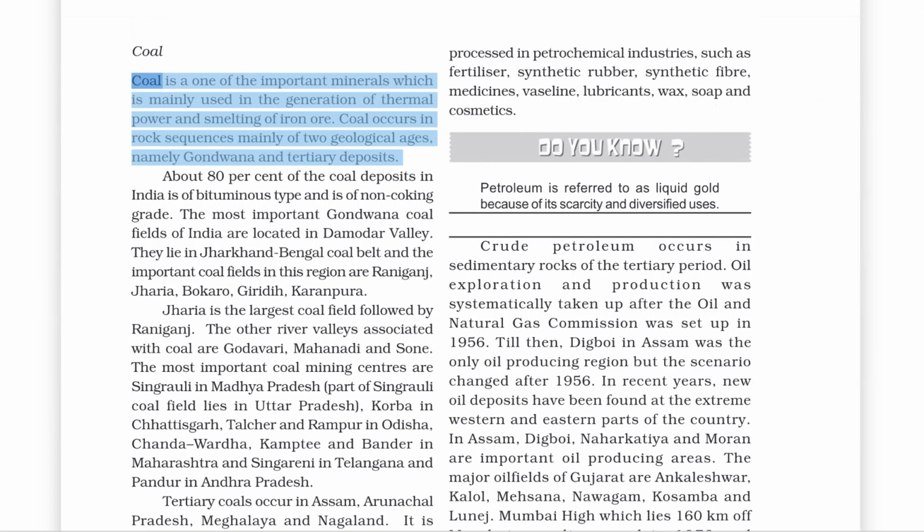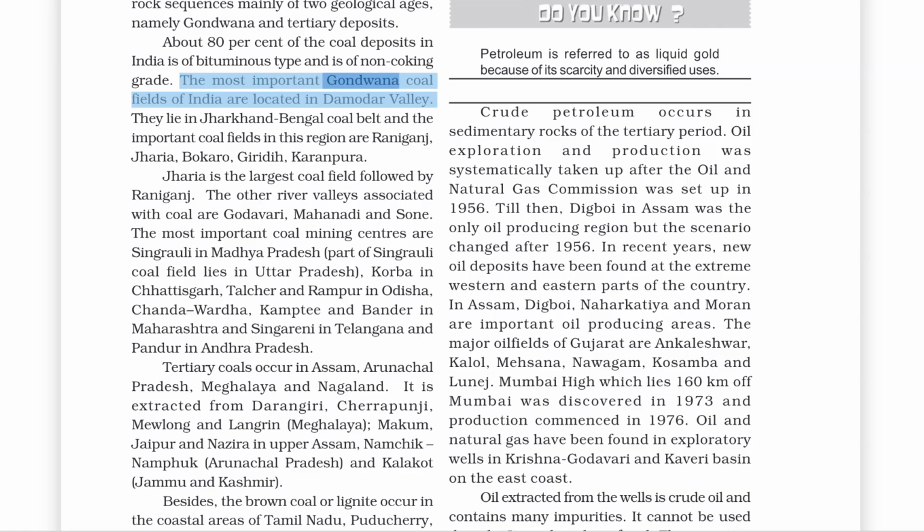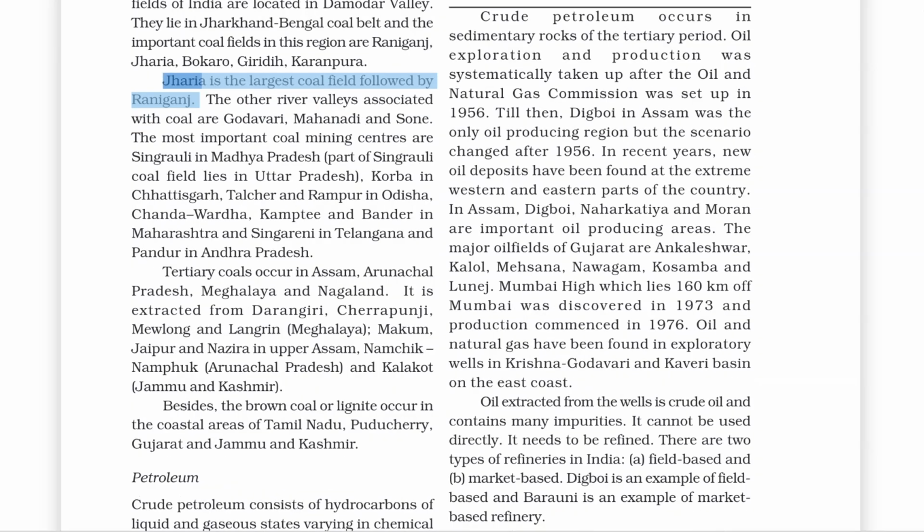Coal. Coal is one of the important minerals which is mainly used in the generation of thermal power and smelting of iron ore. Coal occurs in rock sequences mainly of two geological ages, namely Gondwana and Tertiary deposits. About 80% of the coal deposits in India is of bituminous type and is of non-coking grade. The most important Gondwana coal fields of India are located in Damodar Valley. They lie in Jharkhand-Bengal coal belt, and the important coal fields in this region are Raniganj, Jharia, Bokaro, Giridih, Karanpura. Jharia is the largest coal field, followed by Raniganj.